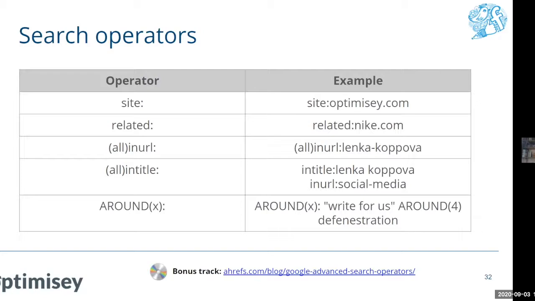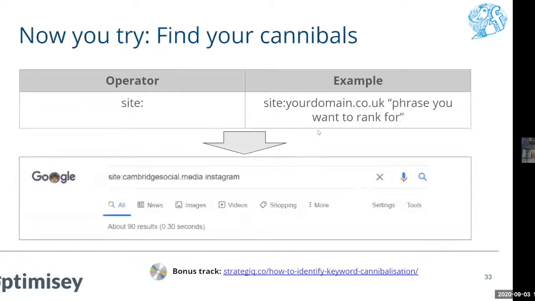Again, there's a link at the bottom of this slide when you get the slide deck, where you can find a whole bunch of search operators that will really help you get Google to work even harder for you, because it can help you do stuff like this. So you go to your domain, so you do site:yourdomain.co.uk, and the phrase that you want to rank for. The example I've done here is site:cambridgesocial.media, Lenka's site, and then Instagram. So which of the pages on Lenka's site rank for the word Instagram?